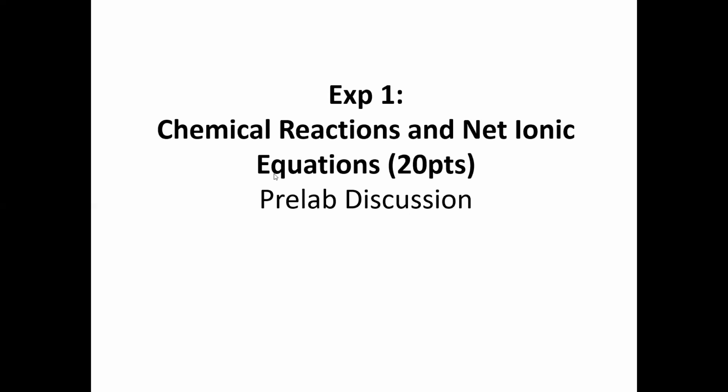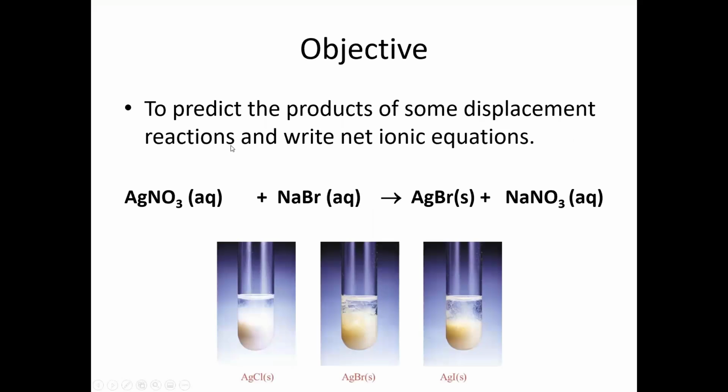Today, we're going to discuss experiment 1, chemical reactions and the net ionic equations. The objective for experiment 1 is to predict the products of some displacement reactions and write net ionic equations. Here is one example. We used this example last time in our net ionic equation discussion.